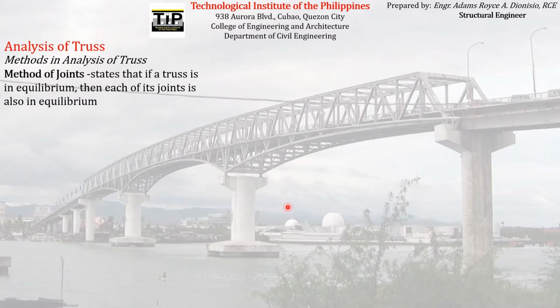Sabi niya, if we are assuming and we are saying na yung truss natin ay in equilibrium, dapat yung mga joints ng truss, dapat they are also in equilibrium. Meaning, kung idodrawing natin yung free body diagram ng mga joints, dapat yung tatlong equation of equilibrium will be satisfied at every joint. Ibig sabihin, dapat pag nag-summation forces horizontal, vertical, and moment ka at every joint, dapat they will all be equal to 0. Ibig sabihin, they will be satisfied. Yun yung ibig sabihin ng method of joints.